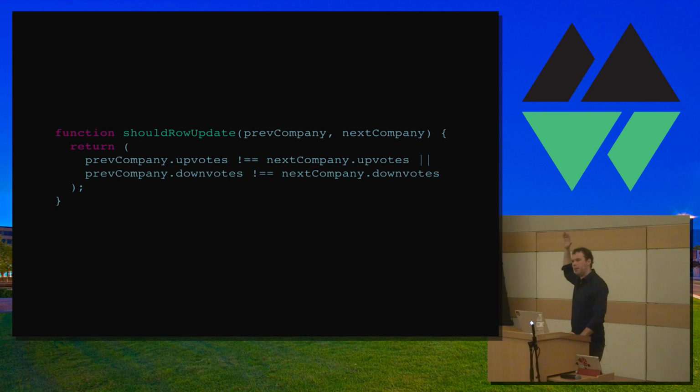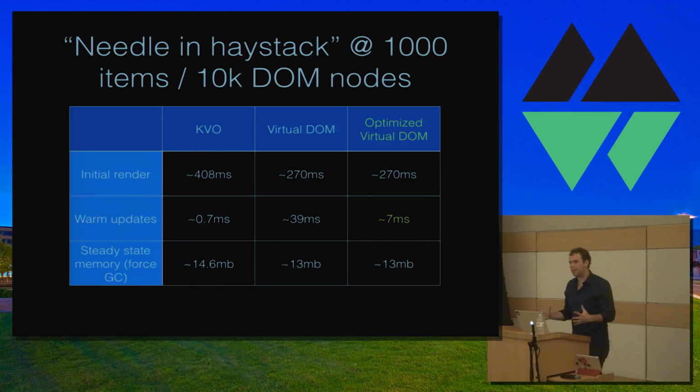So in our example, if we had tons and tons of companies, and we were rendering all of them into the DOM, we would just add a hint to each row of the list. And we would say, only render and diff this subtree or this row if the upvotes or the downvotes have changed. And we have profiling tools to help you create those. When we apply this hint, you can see with the optimized virtual DOM, we can get it down to 7 milliseconds, which, by the way, is 10 times slower than KVO.